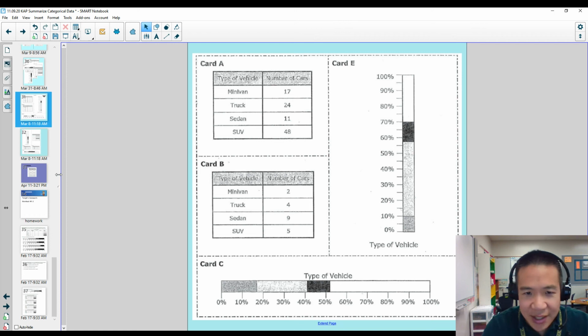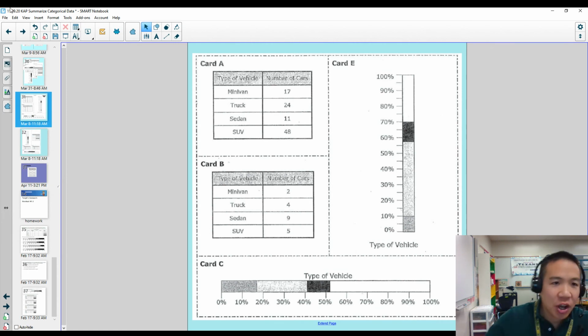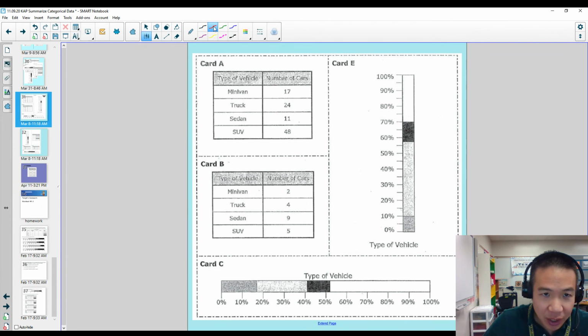So today's lesson is over how to find the percent from a table and match it with a percent bar graph. So let's look at our first example. Let's look at card B. This is about minivans, trucks, sedans, and SUVs. There's 2, 4, 9, 5.